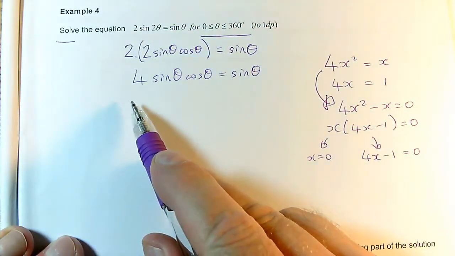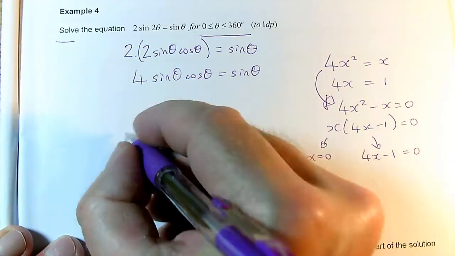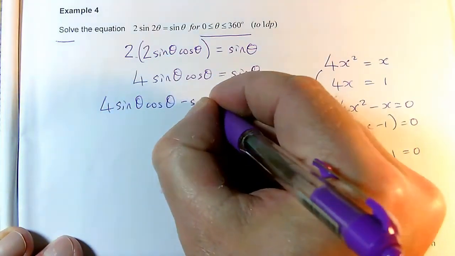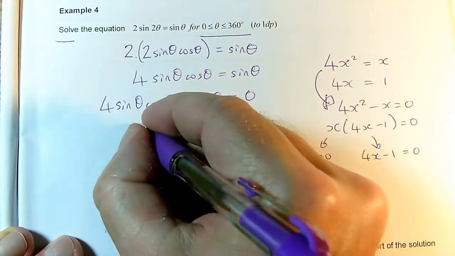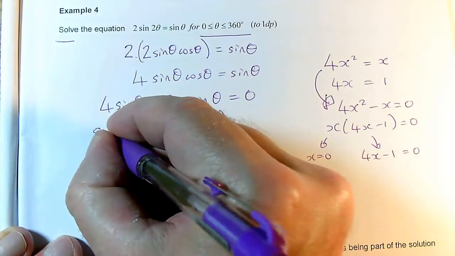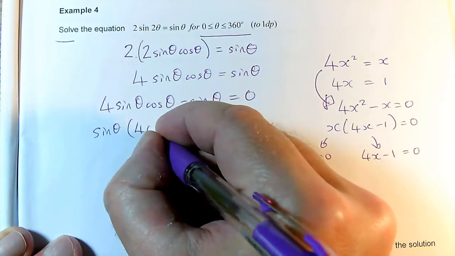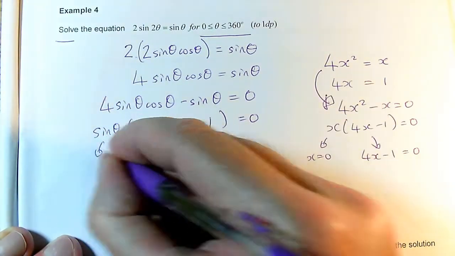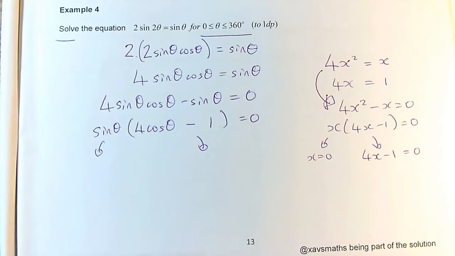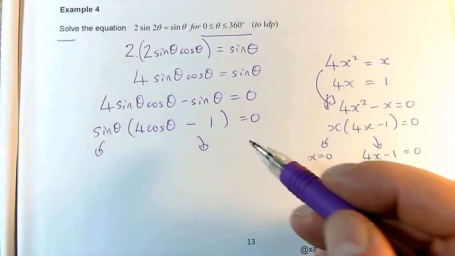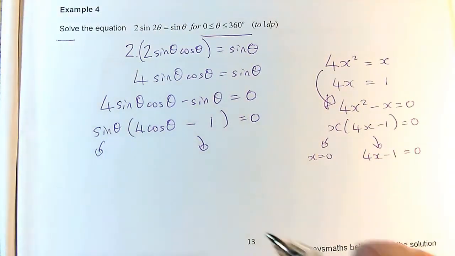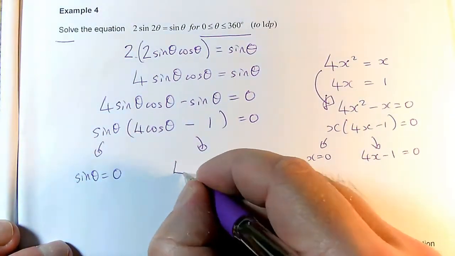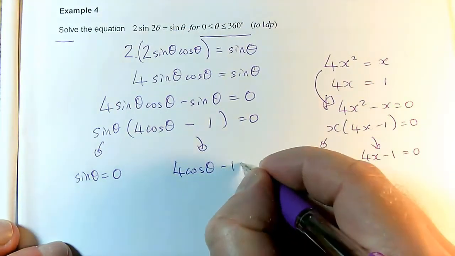So that's what we're going to do over here. We're not going to divide by the sine theta. We're going to do 4 sine theta cos theta. We're going to take away the sine theta. We're going to get 0. We're going to factorize. The common factor is sine theta. So we're going to get 4 cos of theta minus 1 equaling 0. And again, we've got the possibilities. Okay, so things that are factorized equaling 0, it doesn't have to be a quadratic equation. Really powerful idea. Either the first thing equals 0, so in this case sine theta equals 0, or 4 cos theta minus 1 equals 0.